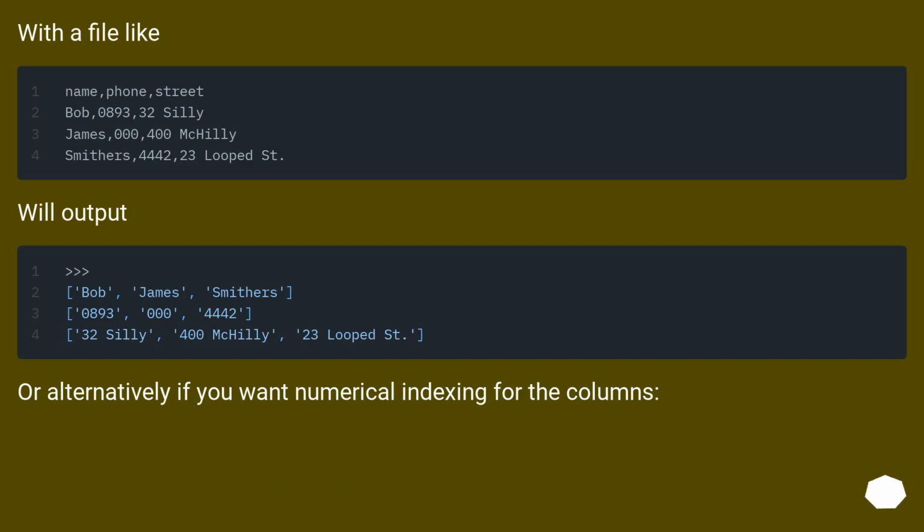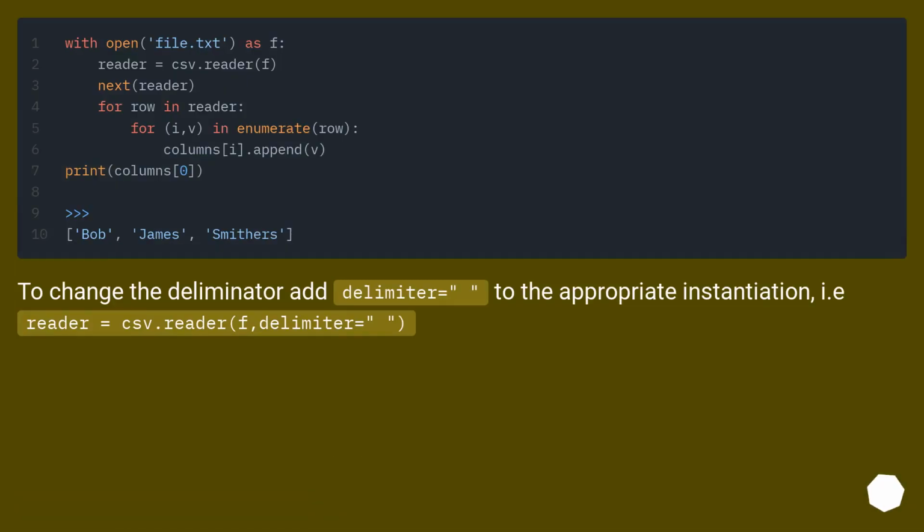With a file like this, it will output the following, or alternatively if you want numerical indexing for the columns. To change the delimiter, add delimiter equals to the appropriate instantiation, i.e. reader equals csv.reader with delimiter equals.